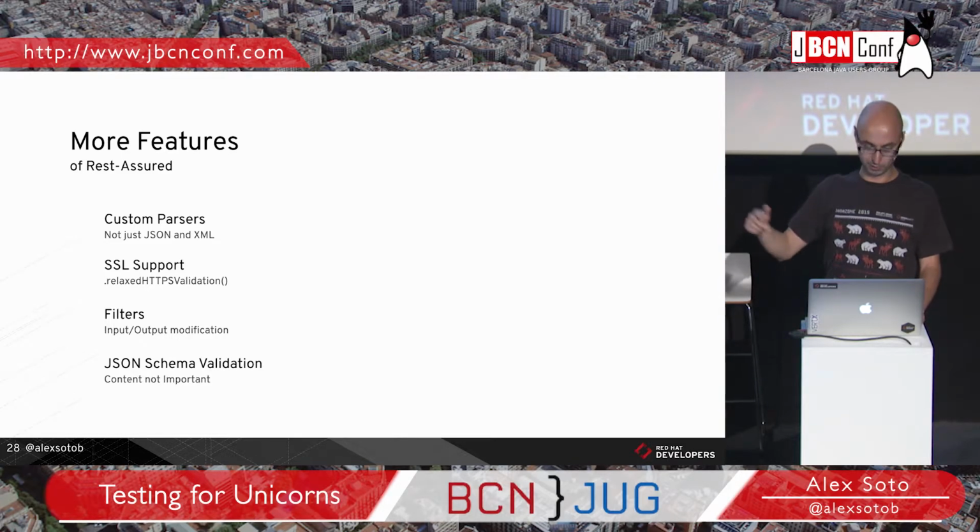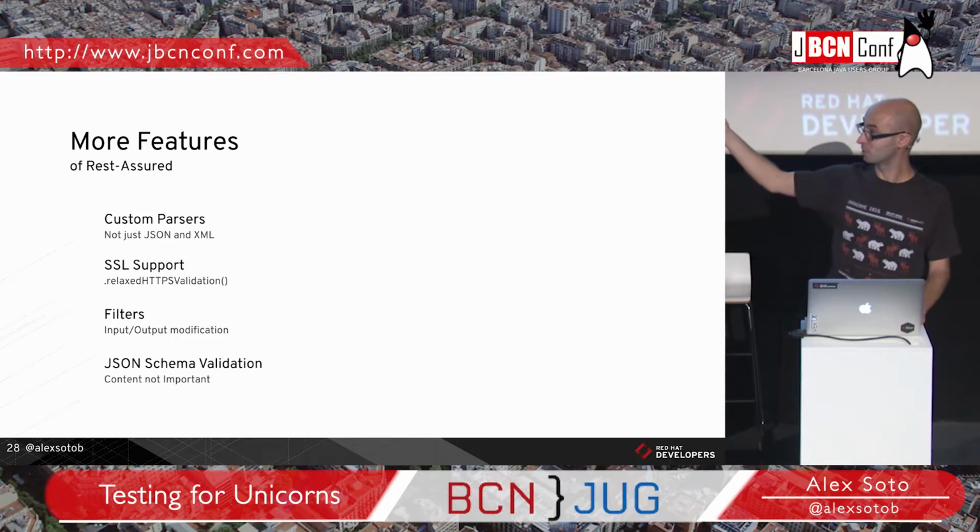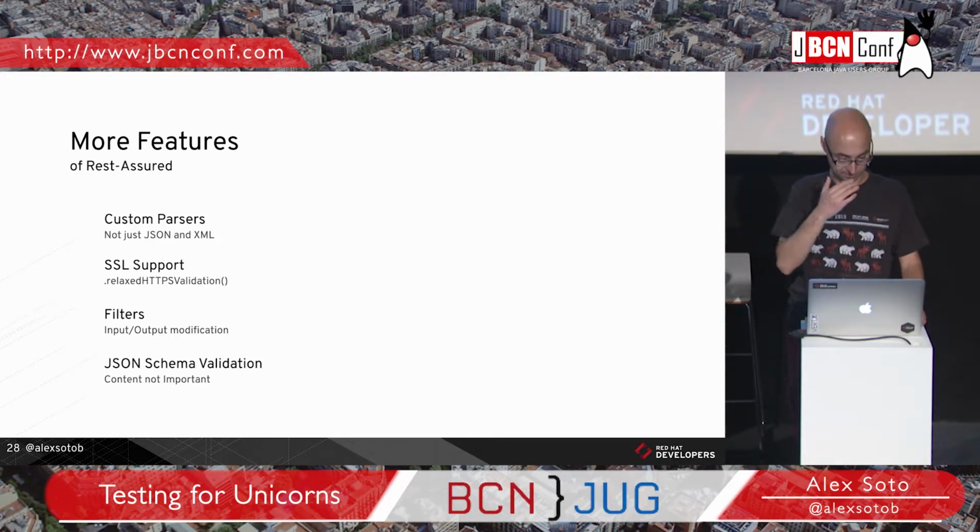You can implement filters to change the input and the output. And finally, you can even assert using JSON schema validation. This is useful when the content is not important.